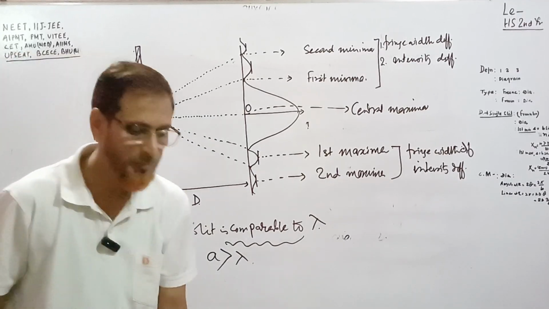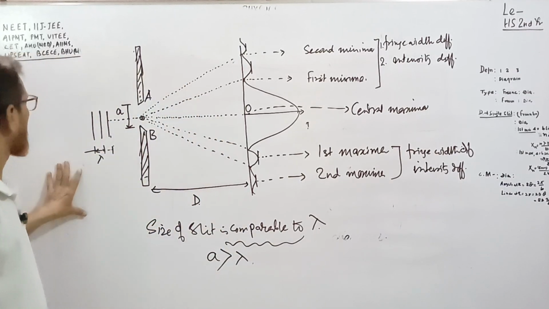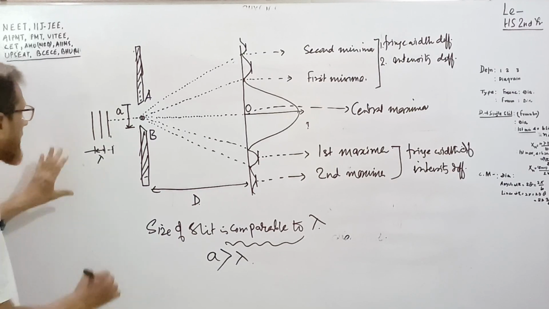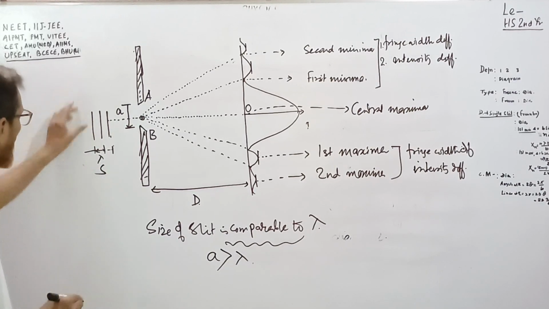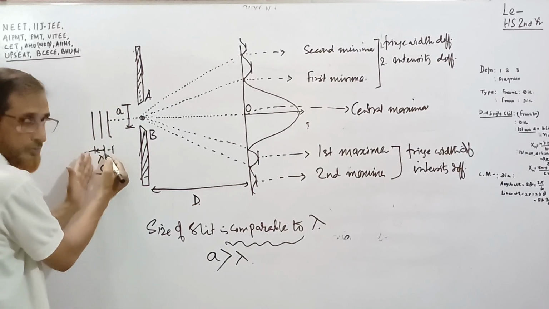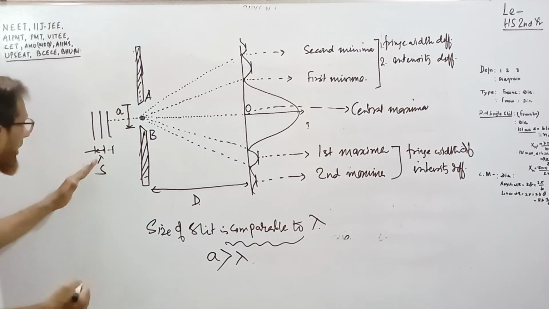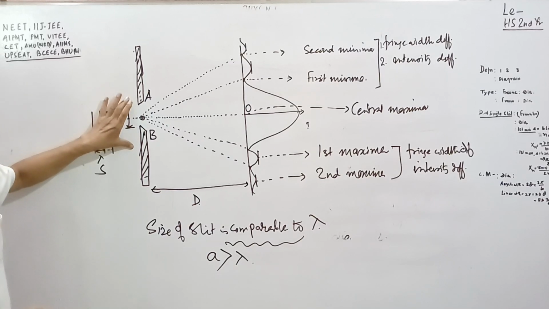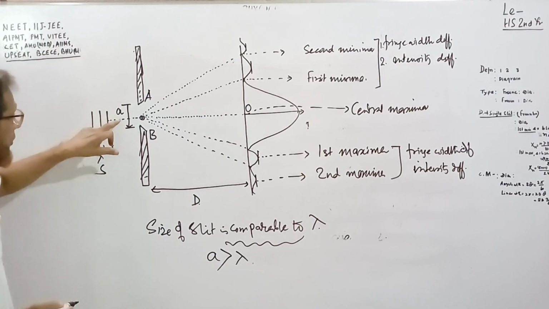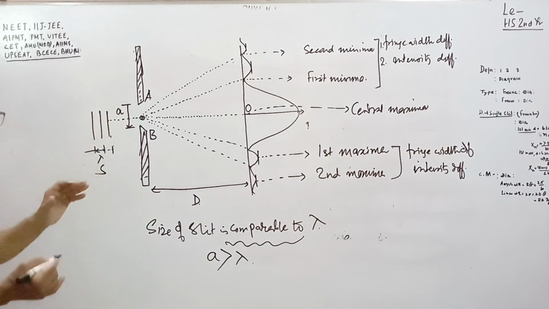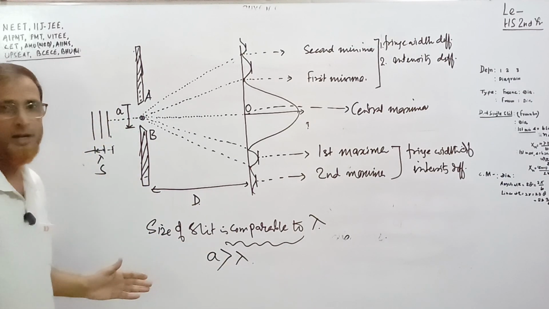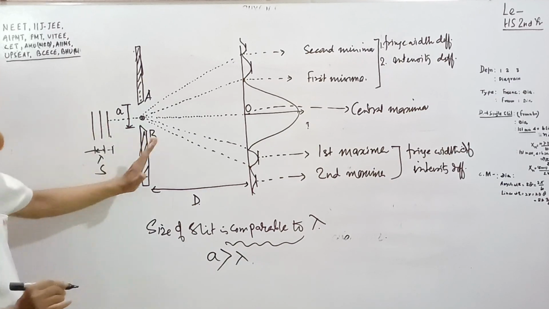So the mechanism of the diffraction: say this is a wave, and the source of the wave is coming out from here, and the wave has a wavelength lambda. Lambda has a comparable size to the slit width, say a. So the slit width a is more or less the same as, or a bit greater than, lambda. This is the condition where diffraction occurs.